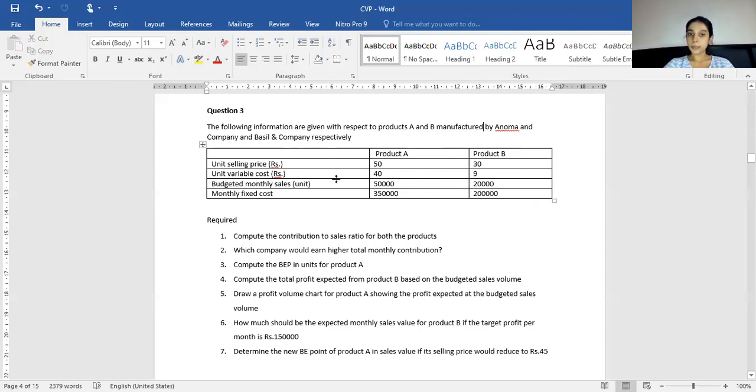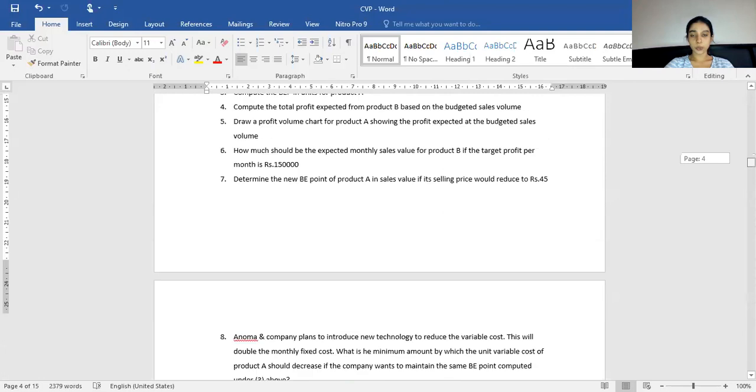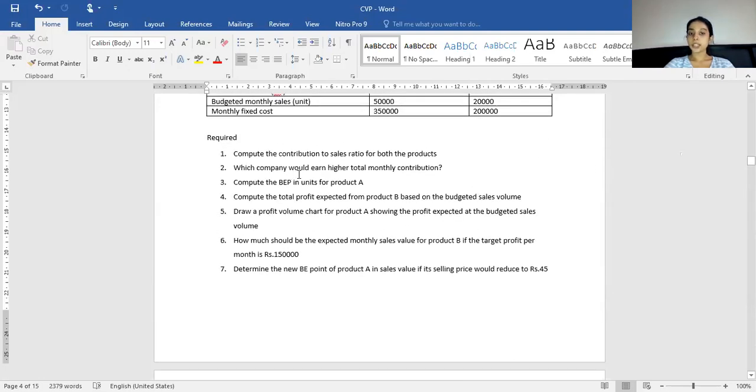Unit selling prices are given, unit variable costs are given, budgeted monthly sales units are given, and monthly fixed costs are also given. There are some requirements, so we'll go through each one by one. Compute the contribution to sales ratio for both the products.